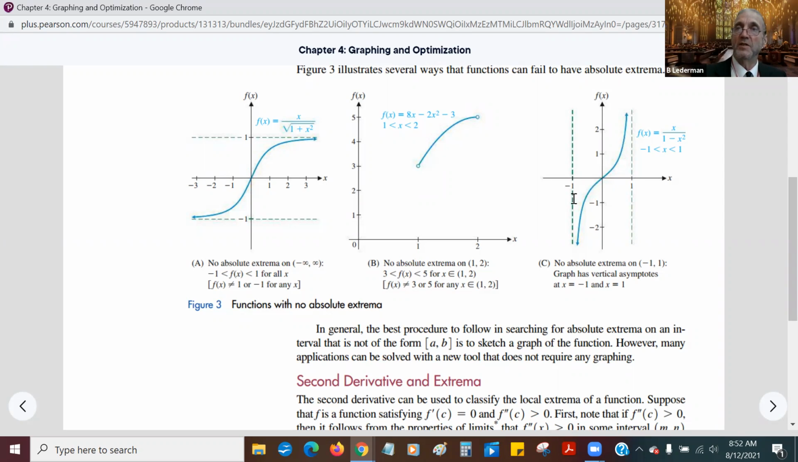Here also there's no max because it just goes asymptotic that way. So it just keeps on getting bigger forever and stays within the open interval. See, in a closed interval, this would never happen. It would eventually have to hit, it would have to stop somewhere. But these are open intervals. That's why you won't necessarily have an absolute extrema in an open interval.